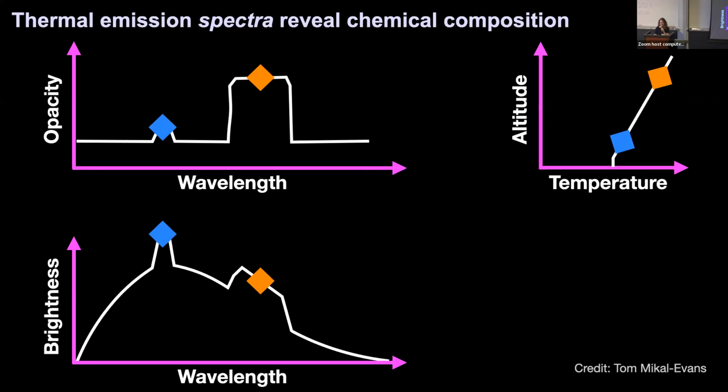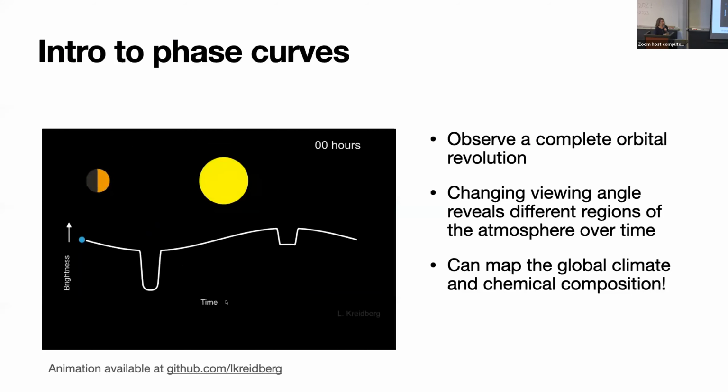Okay, lots more examples. Let's skip through these. Okay, so another way you can observe thermal emission from exoplanets is through phase curves. And so the idea here is that if your orbital period is short enough, you can observe a complete orbital revolution of the planet around its star.